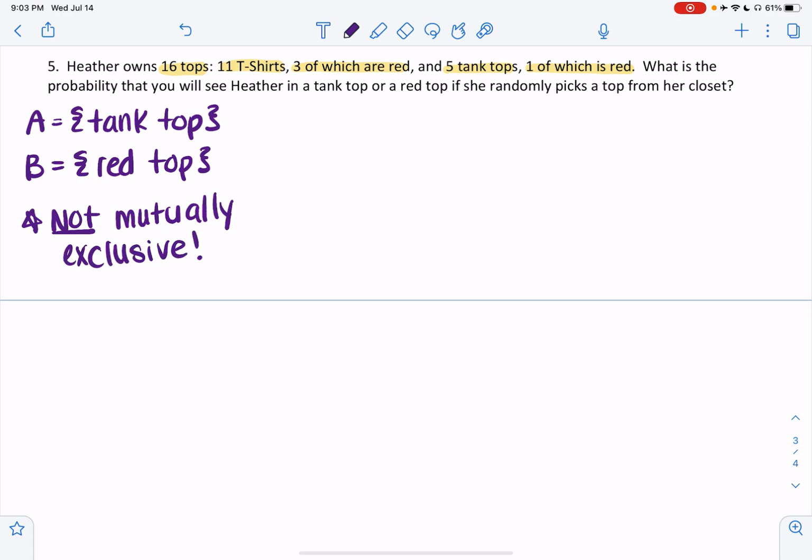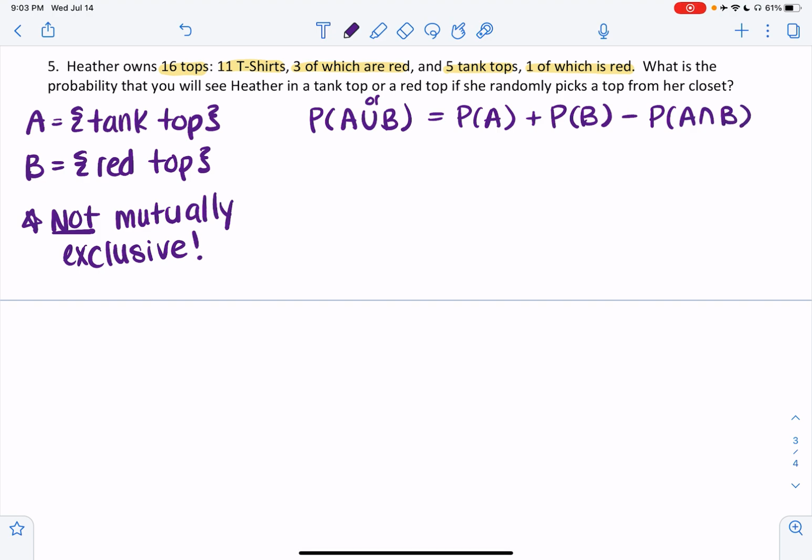So that means that if I just added them, I would accidentally account for the red tank top when I counted the tank tops, and then I would accidentally count it again when I counted the red shirts. And we don't want to do that. We don't want to double count. So our probability of A or B will be our probability of A plus the probability of B minus the probability of A and B, because we don't want to double count that red tank top.